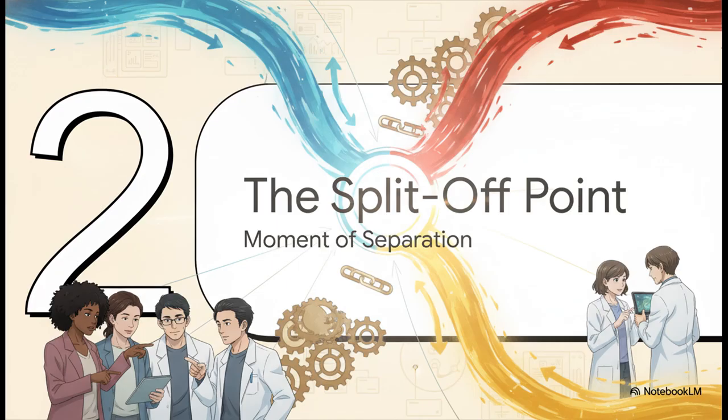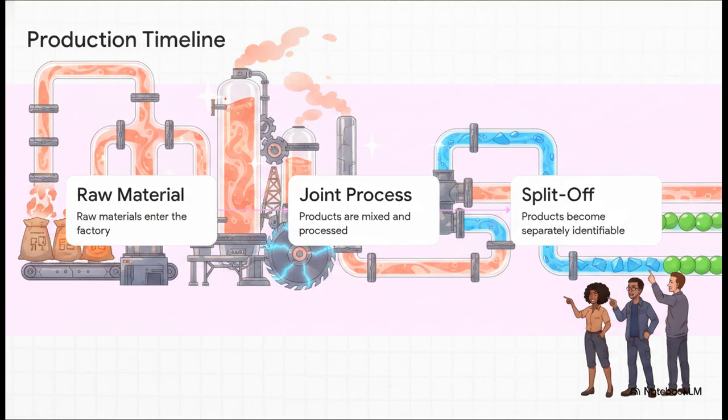Moving right along to Section 2, defining the split-off point, the exact moment of separation. Let's physically map out this manufacturing timeline. In Step 1, your raw materials hit the factory floor. In Step 2, they go through the joint production process: heating, cutting, refining, whatever it is. During this stage, the products are not separately identifiable. It's all just one big mixed batch. But suddenly, at Step 3, we hit the split-off point. This is the crucial moment on the production line, where the products finally separate into distinct items. You can literally point and say, okay, that is product A, and that is product B.